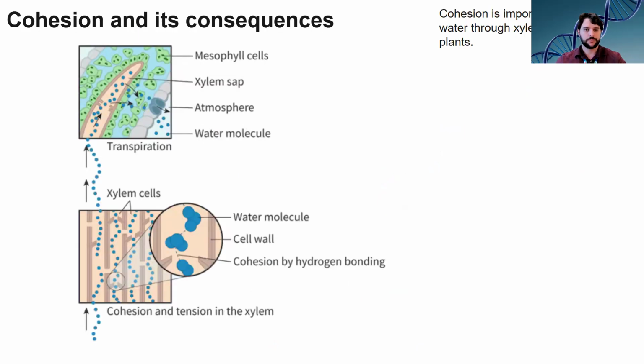Okay, so now let's talk about the properties of water. The first one, it's very important, especially for plants, but also for animals, but especially for plants, is cohesion. So cohesion and its consequences. Cohesion is the transport of water through tiny vessels, through tiny tubes. So one molecule is attracting the other, and they're linked. And when they move through transpiration, evapotranspiration, they bring one another.